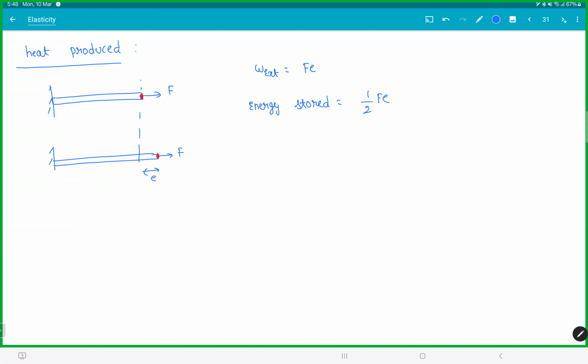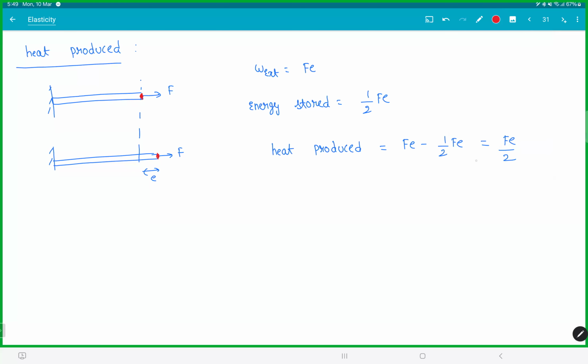The reason for this, tell me one thing: if F and tension are not balanced, shouldn't the rod be accelerating? Technically, this rod should be oscillating like a spring and block, isn't it? We don't see that happening. So all that energy was lost in the form of heat. So heat produced is half Fe. You lose half of the energy. Clear with this? But there is an exception.